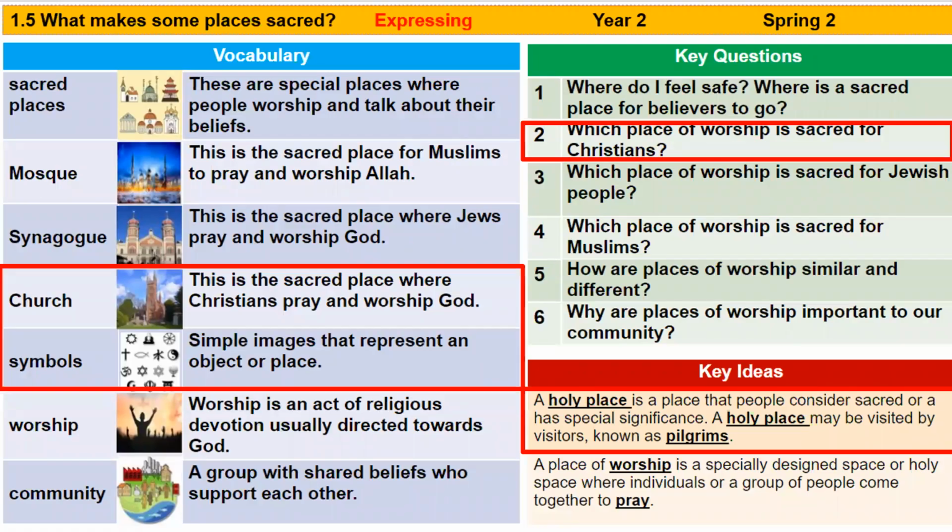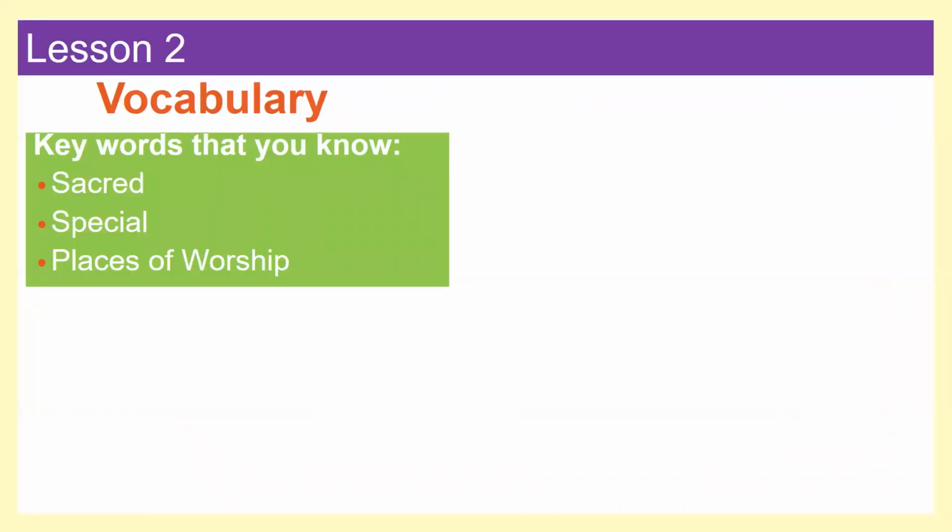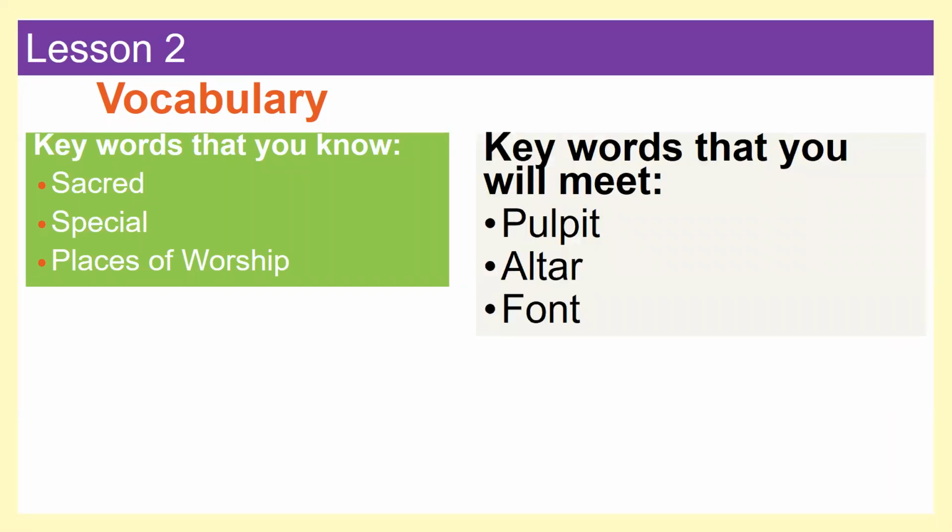So your knowledge organiser, today we're going to look at these two key words, vocabulary, church and symbols, and then again talking about that holy place. Words we already know: sacred, special and places of worship. And words we're going to meet today, so my turn, pulpit, my turn, altar, my turn, font.